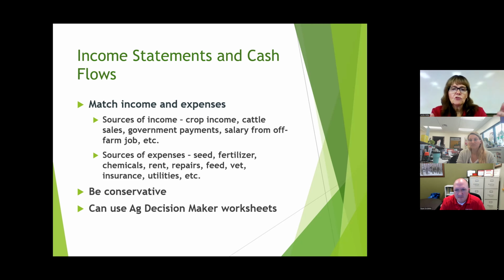If your average yield is 190 bushels over the last 5 years, don't plug in 210 just because you need to do that to make this thing work. Be conservative for yields and prices.